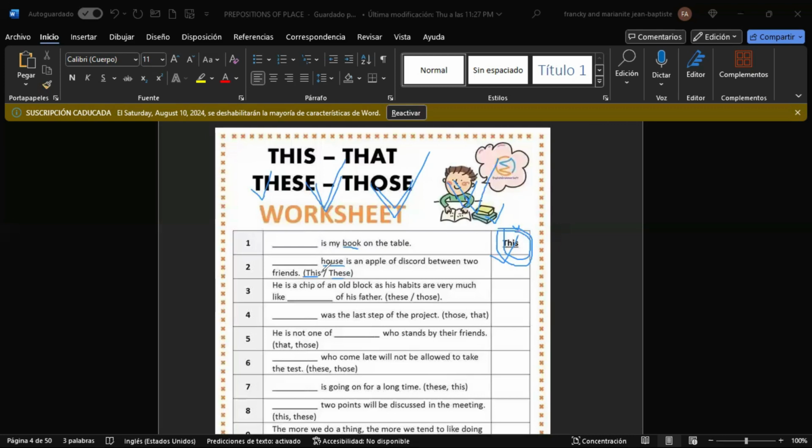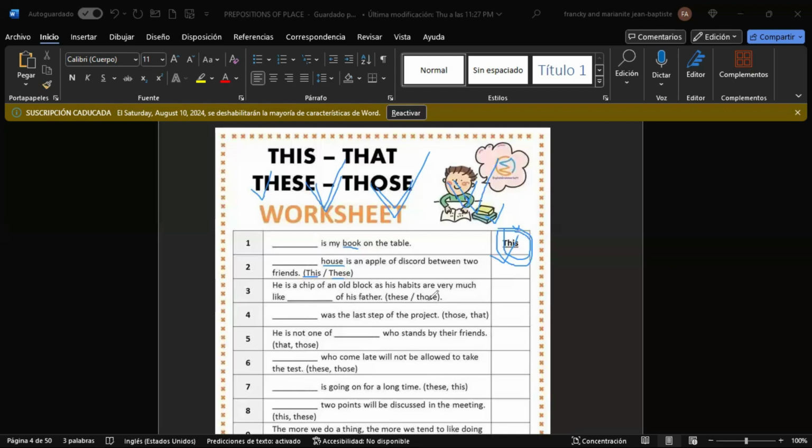Okay, teacher. Let's go. The third sentence: He is a chip of the old block as his habits are very much like those of his father.